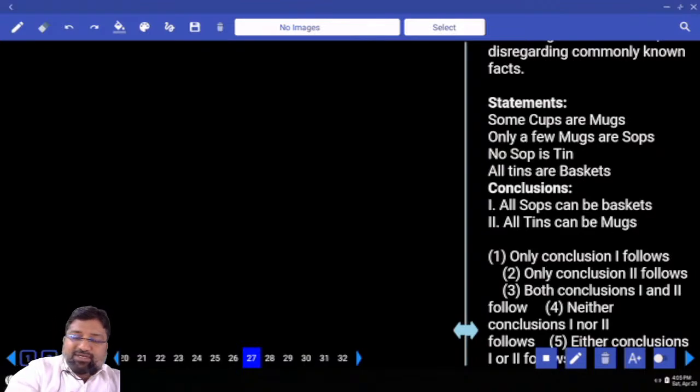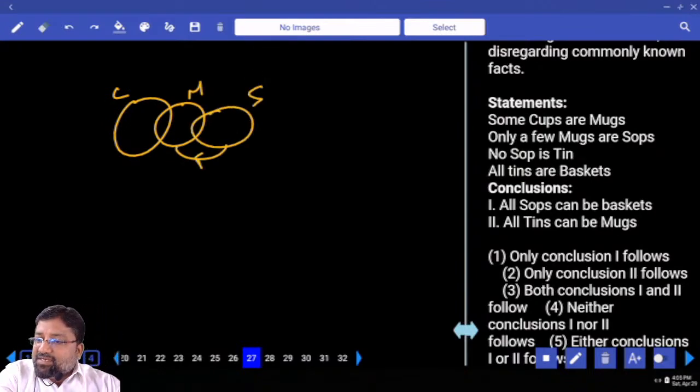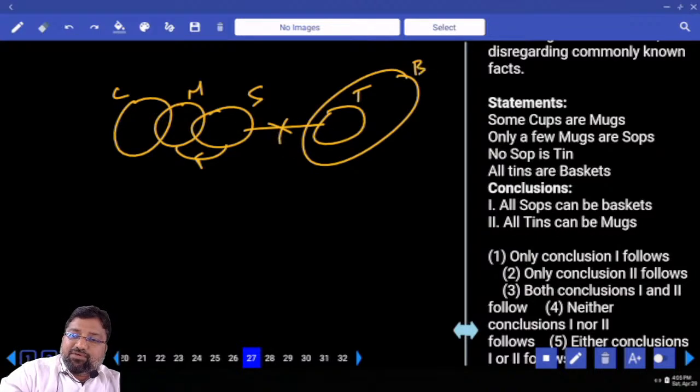What is the first one? Some cups are mugs. Only a few mugs are soaps. Reverse. Next, no soap is tin. All tins are baskets. What is the first conclusion? All soaps can be baskets.